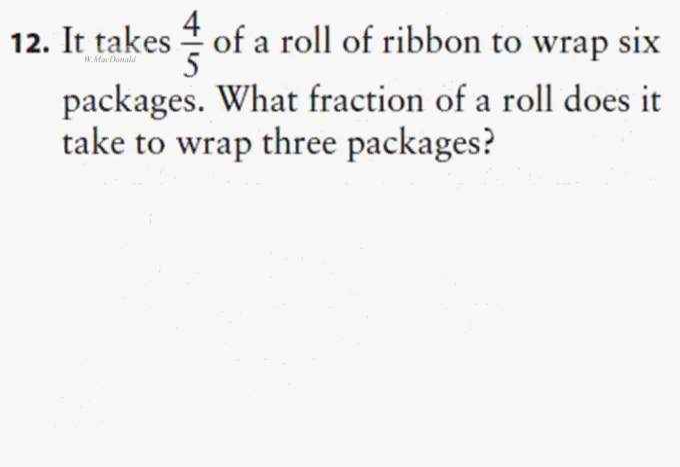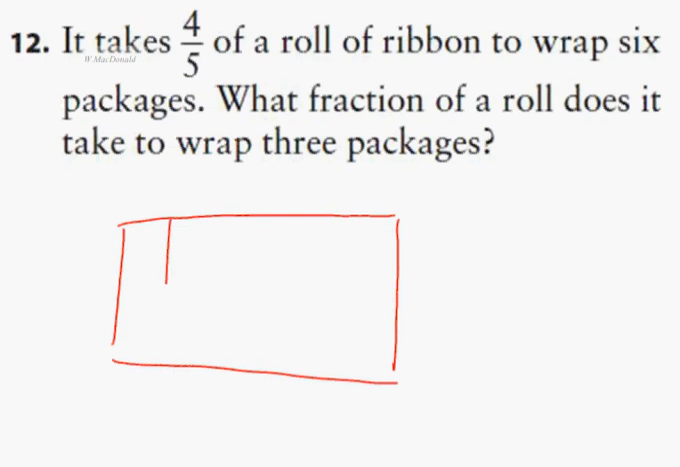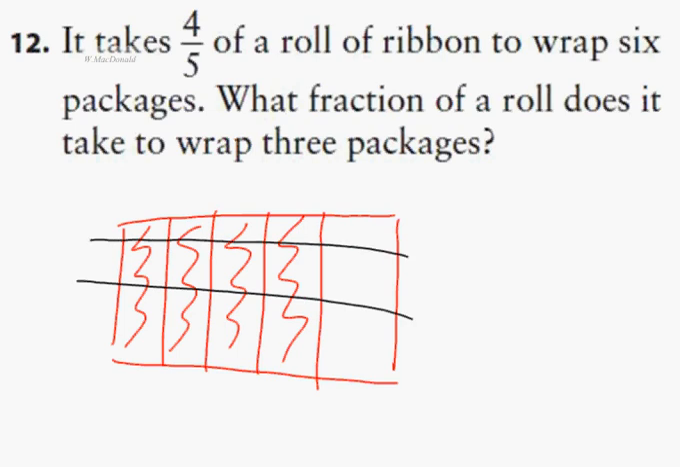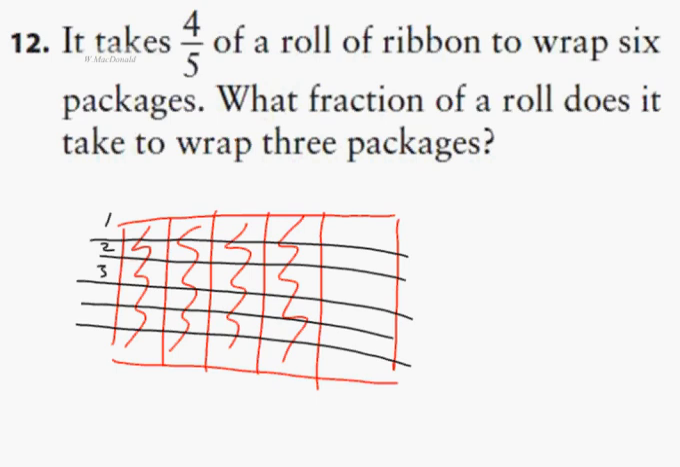And the last question says it takes 4/5 of a roll of ribbon to wrap 6 packages. So here is your roll of ribbon. 4/5, 1/5, 2/5, 3/5, 4/5 to wrap 6 packages. So this would be package 1, package 2, package 3. Oh, that's going to be awful. Package 4, package 5, and package 6.